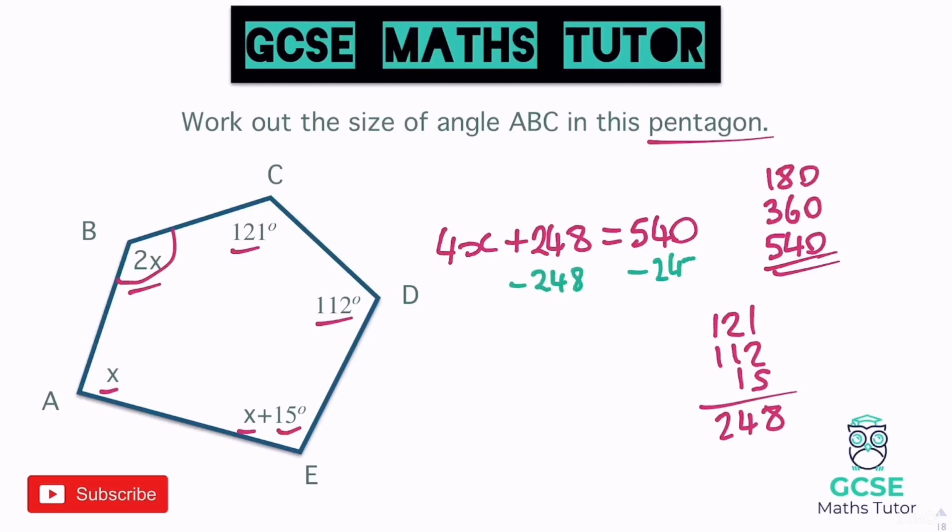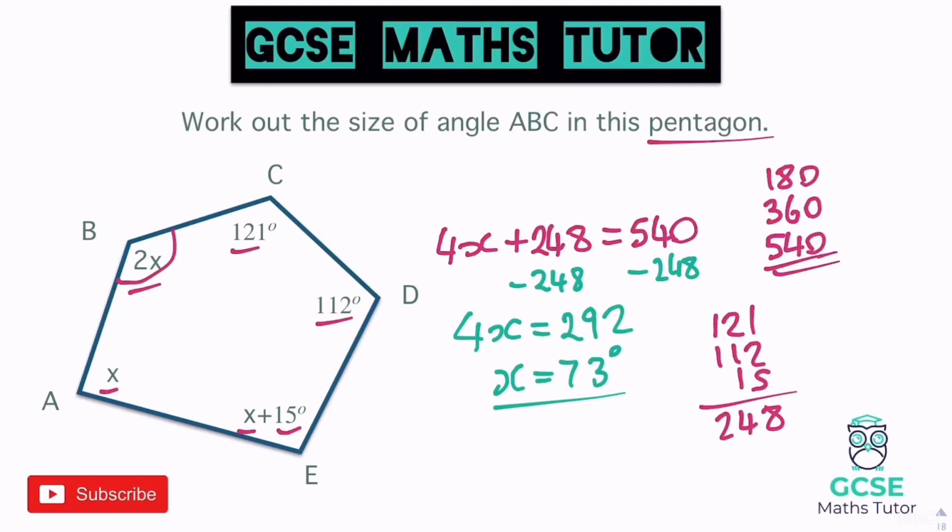Take away 248 and it will tell us what those 4x's have to equal. So 540 take away 248 gives us 292. So 4x equals 292. And if we divide that by 4, it will tell us what the value of 1x is, and 1x comes out as 73 degrees.